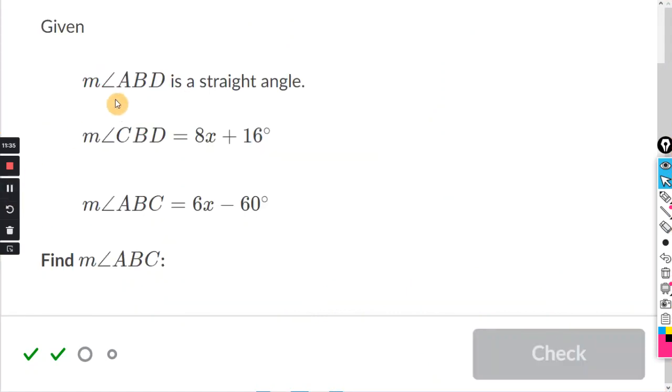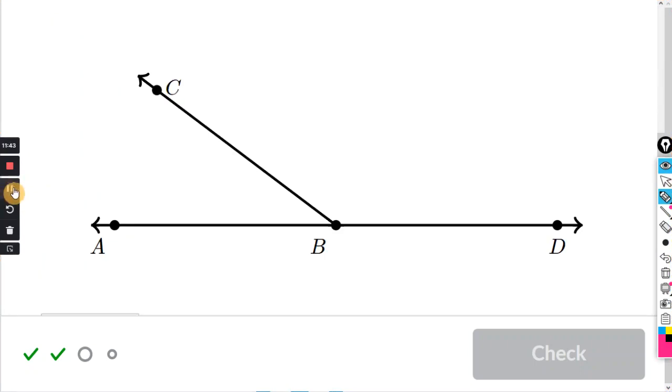All right, just a quick reminder, if you get one that says it's a straight angle, that is 180 degrees. So just briefly, if you take this angle here and add it to this angle right here, when you combine those two, the whole thing is going to equal 180 degrees.